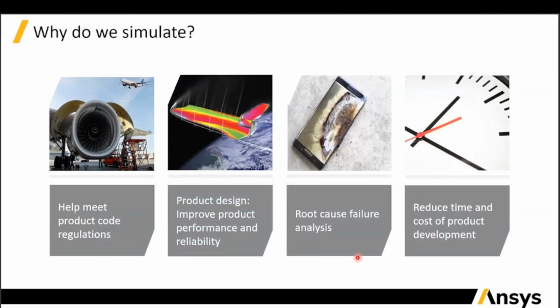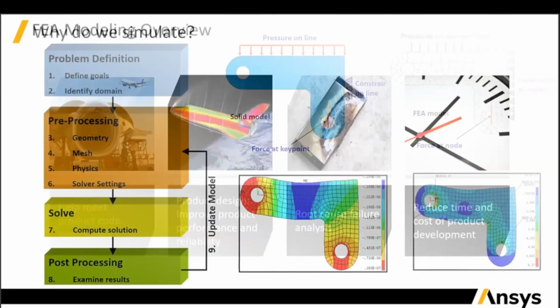So why do we simulate problems? Simulation helps you meet the product code regulations, it improves the product performance and reliability, it finds the root cause in failure analysis, and definitely it reduces the time and cost of product development.